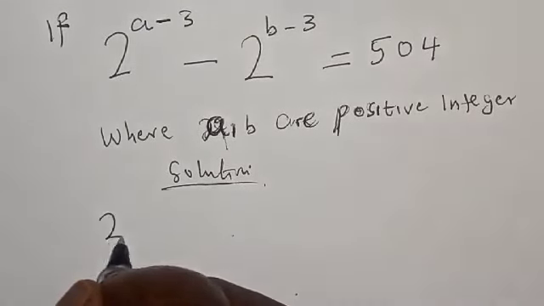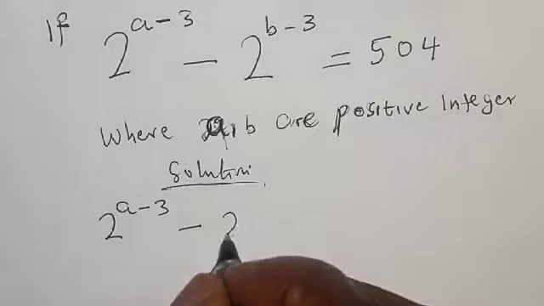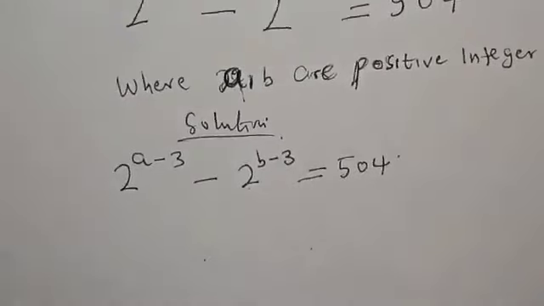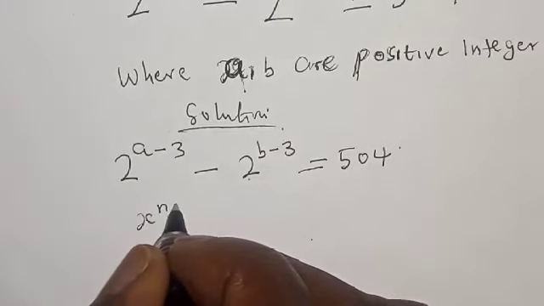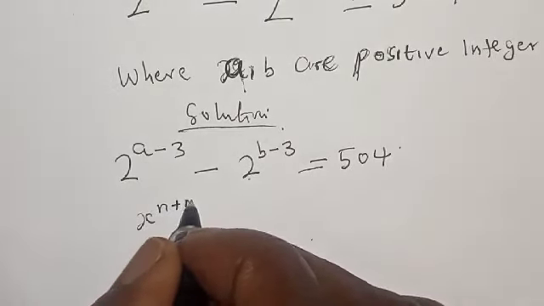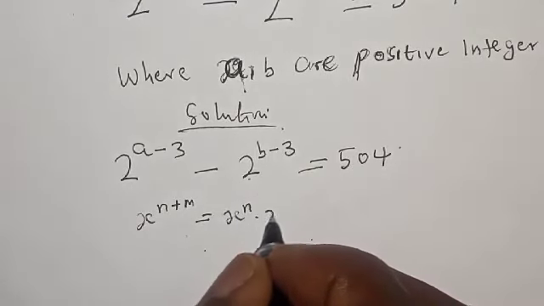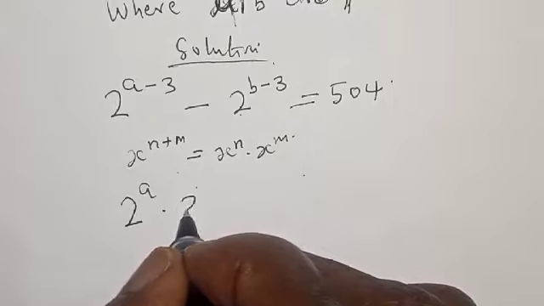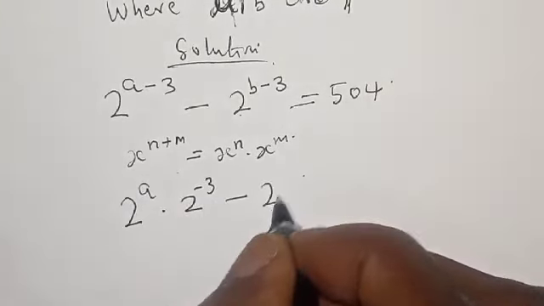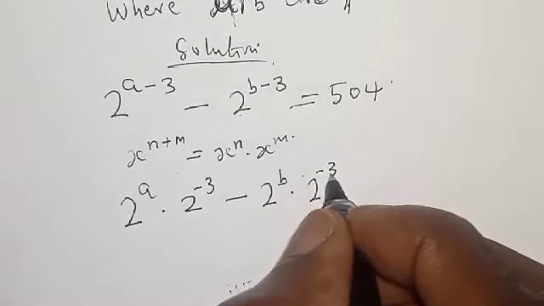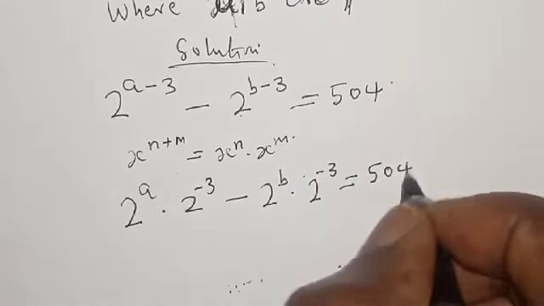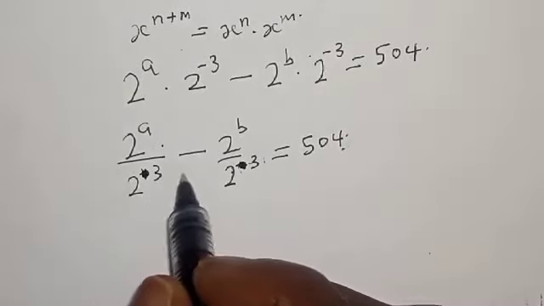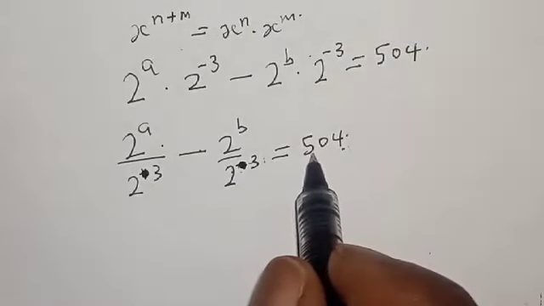Solution. We have 2 raised to power a minus 3 minus 2 raised to power b minus 3 equal to 504. Remember, x raised to power n plus m is the same thing as x raised to power n multiplied by x raised to power m. Therefore, our equation becomes 2 raised to power a multiplied by 2 raised to power minus 3 minus 2 raised to power b multiplied by 2 raised to power minus 3 equal to 504. Therefore, we have 2 raised to power a over 2 raised to power 3 minus 2 raised to power b over 2 raised to power 3 equal to 504.